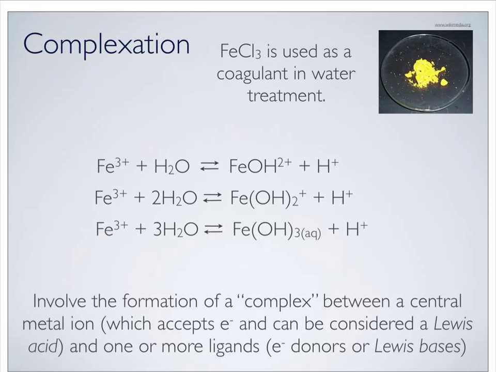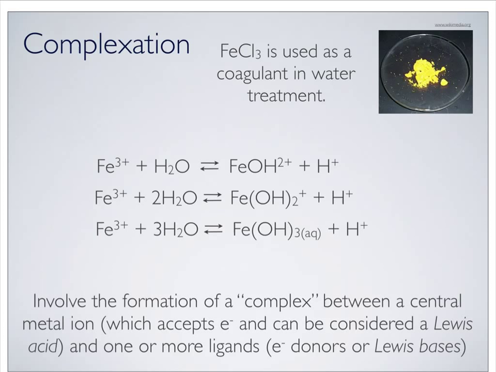So complexation is going to be the development of a complex species between 2 or more previously independent components. So this is a process in which some central metal ion, which is going to accept electrons, and as such is considered what's known as a Lewis acid, and 1 or more ligands, which are going to be electron donors or Lewis bases, actually come together.